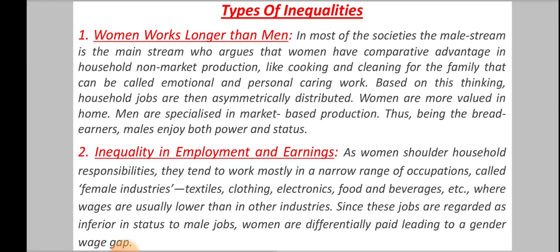Let's discuss the types of inequalities. First, women work longer than men. In most societies, the male stream is the mainstream, which argues that women have a comparative advantage in household non-market production like cooking and cleaning for the family, which can be called emotional and personal caring work. Based on this thinking, household jobs are then asymmetrically distributed. Women are more valued at home, while men are specialized in market-based production.